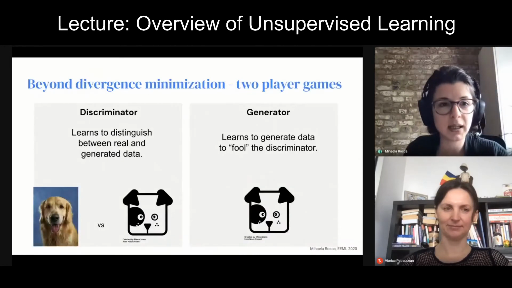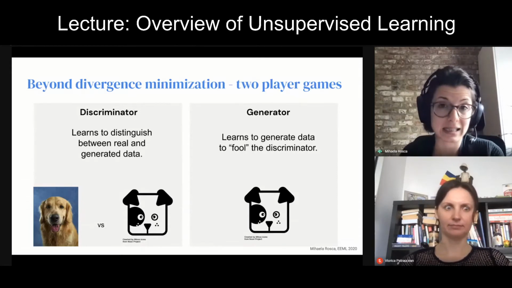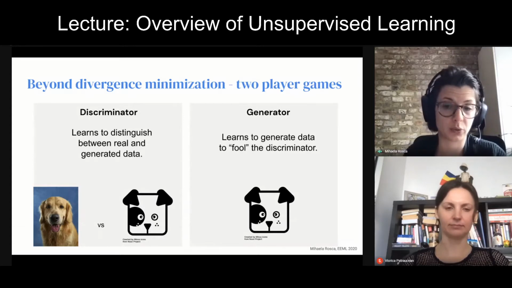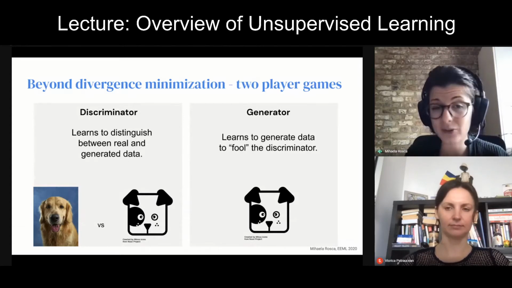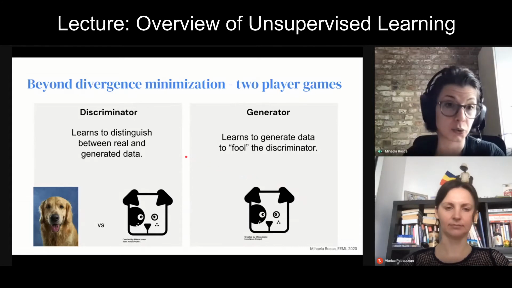So this really motivates us to look beyond divergence minimization, or maybe find a way to do something with the Jensen-Shannon without directly accessing the true data distribution, which we don't have. And it turns out we can do that somewhat approximately by looking at two-player games. So now we're going to look at a completely different way to train generative models. And this way involves the following players.